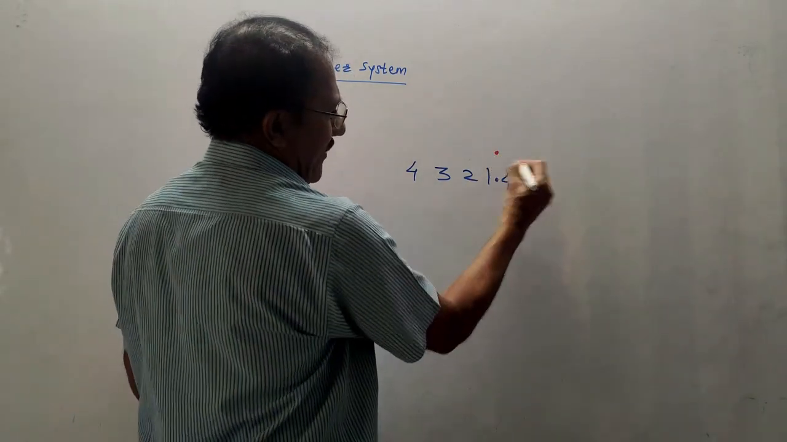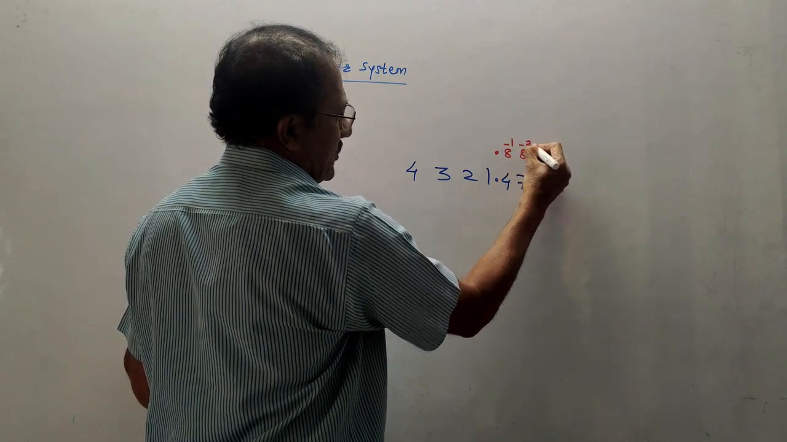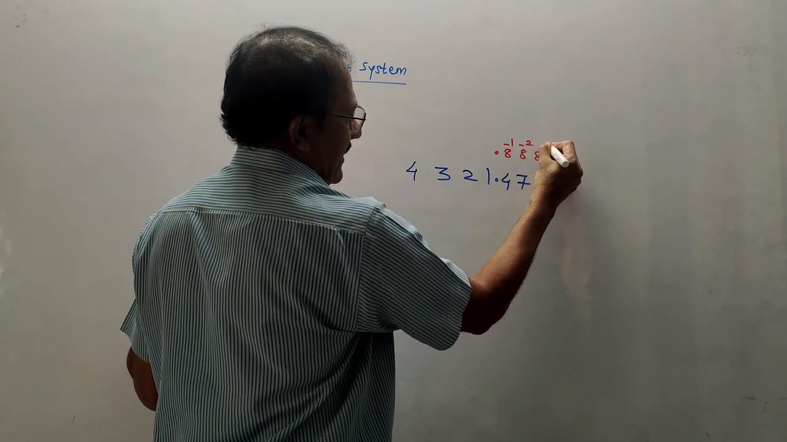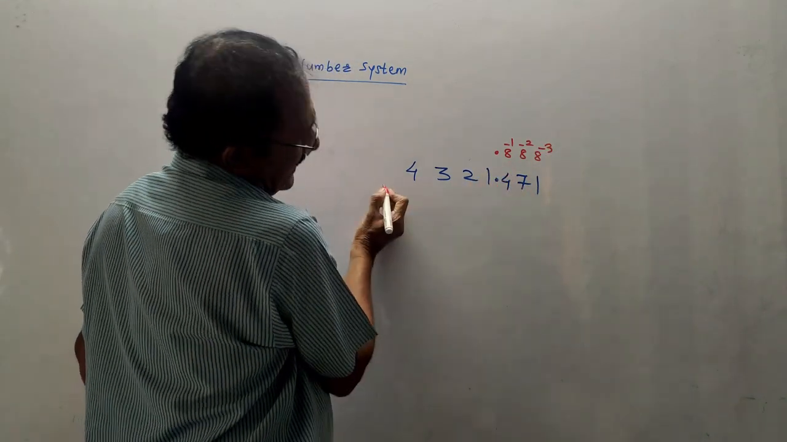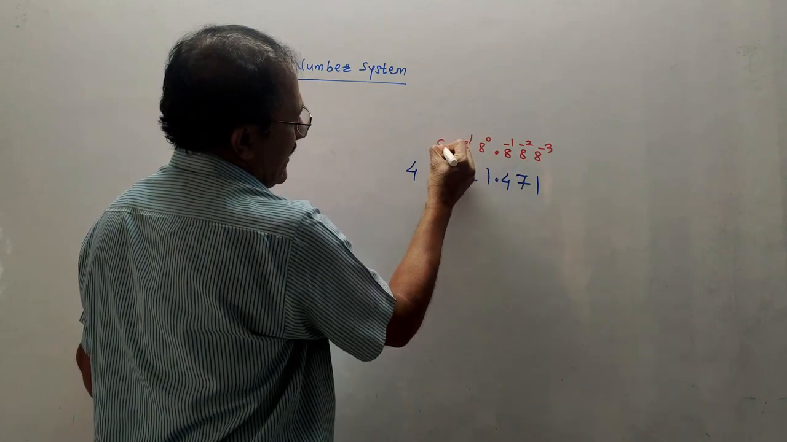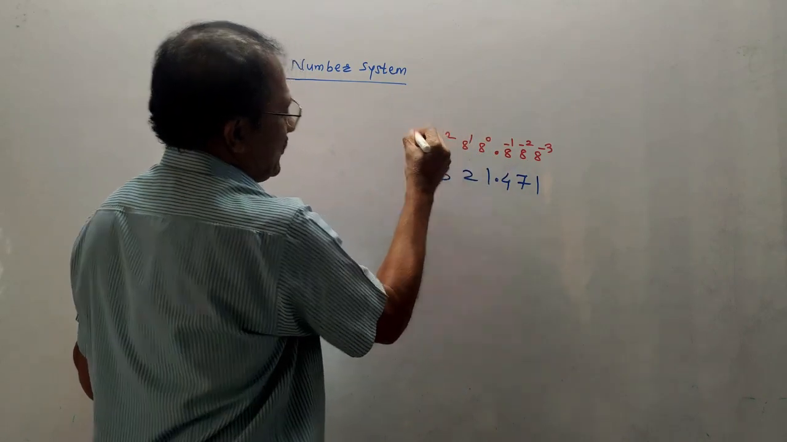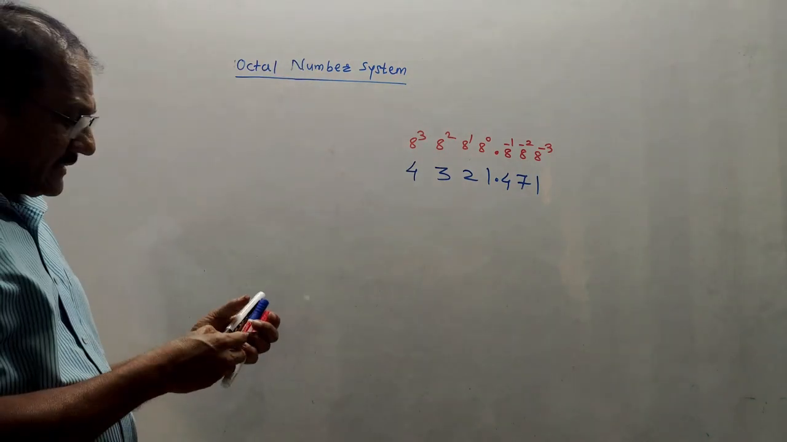After the decimal point, every value will be multiplied with 8 raised to minus 1, 8 raised to minus 2, this value with 8 raised to minus 3, and so on. Values before the decimal point will be multiplied with 8 raised to 0, then 8 raised to 1, 8 raised to 2 and 8 raised to 3. So the rest of the things are similar to the previous case.